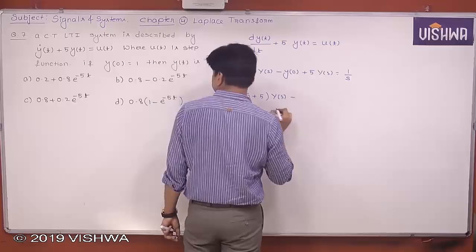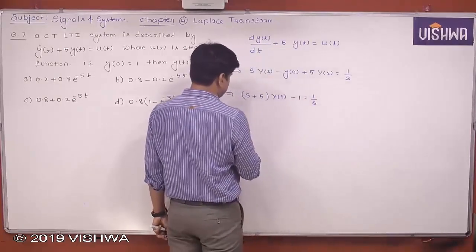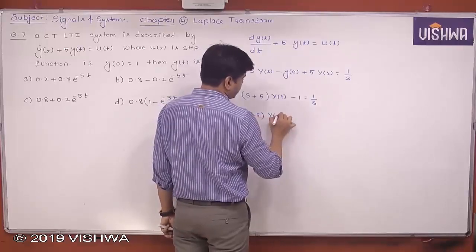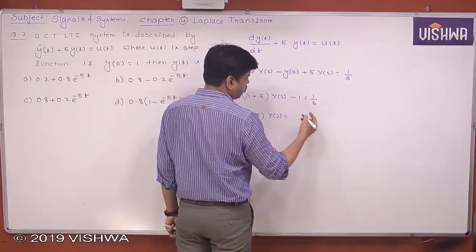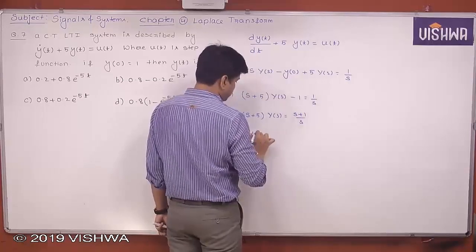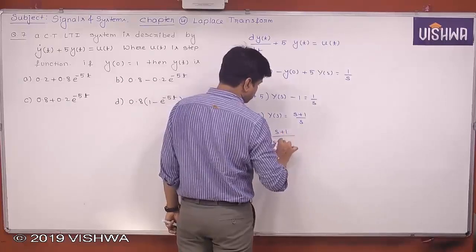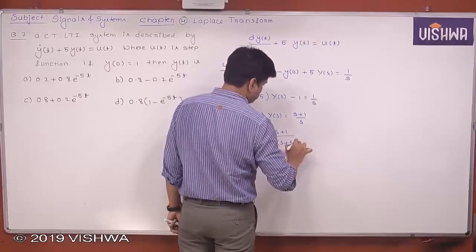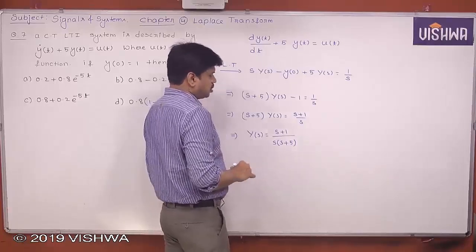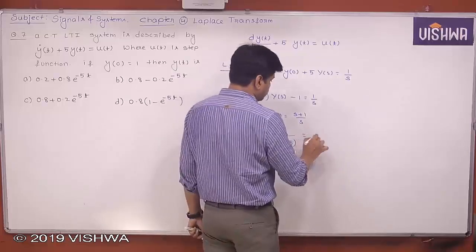That implies s plus 5 times Y of s. What is y of 0, which is given? 1. So s plus 5 into Y of s is equal to 1 plus 1 by s, that is s plus 1 by s. So from this, Y of s is equal to s plus 1 by s into s plus 5. This is Y of s. From this Y of s, we have to calculate y of t. For that, first we have to do the partial fractions.